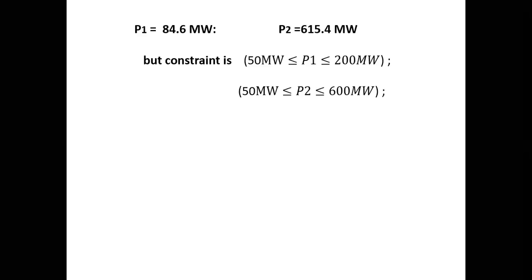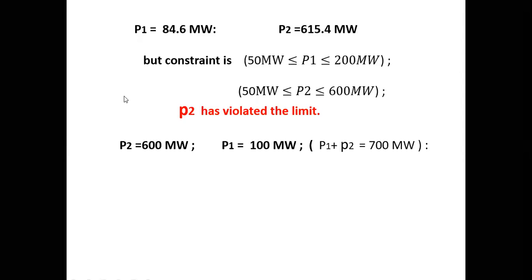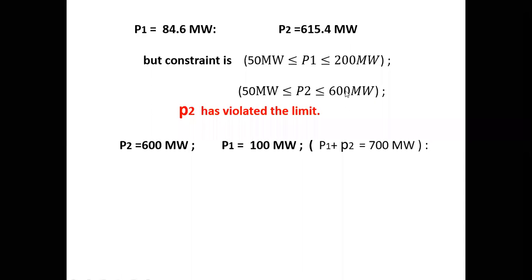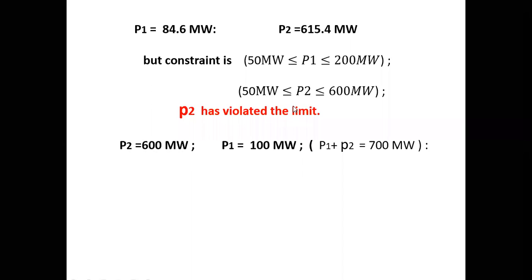So already I told you that we must respect our constraint. But here in the case of P2, P2 has crossed its upper limit. So what we will do is, whatever the upper limit for P2 is, we just fix that upper limit for P2 generation. Here the upper limit for P2 generation is 600, so we will fix P2 generation at 600 megawatts. For example, if P2 is less than 50 megawatts, what can we do? We will fix P2 at 50 megawatt.